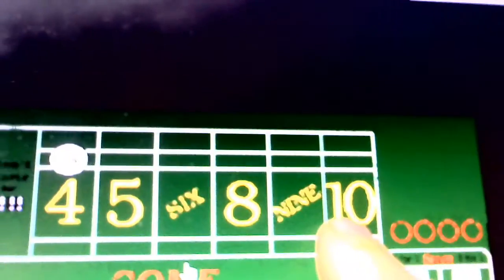4 and 10 go together. 5 and 9 go together. 6 and 8 go together. I'm going to show you it over here. 8, 9, 10 is a representation of 4, 5, and 6. 4 and 10 go together. And when 4 and 10 go together, this is the 4th number. This is the 4th number.